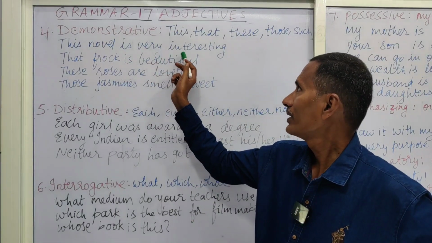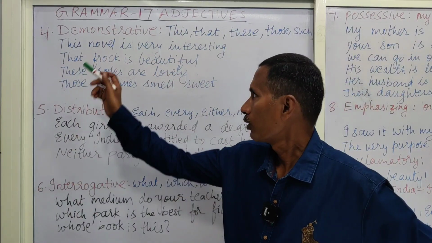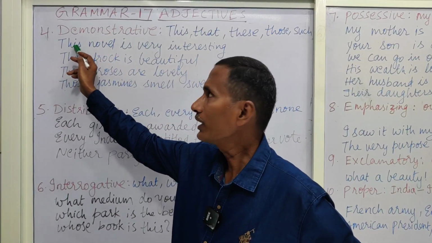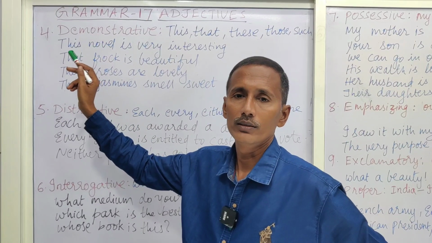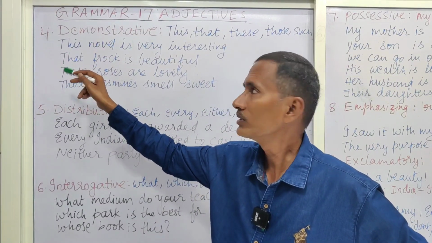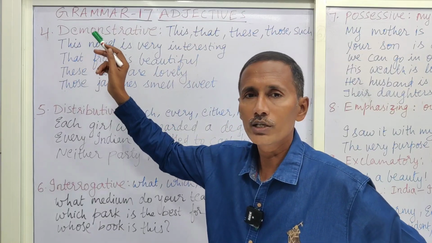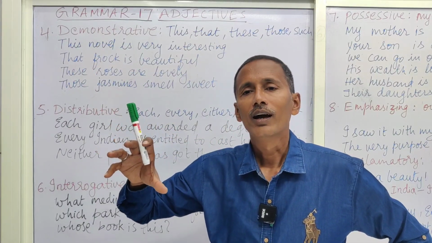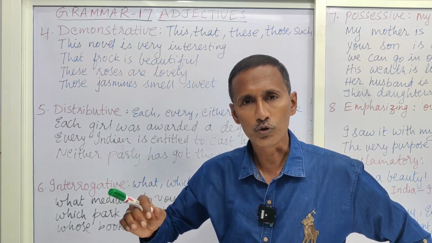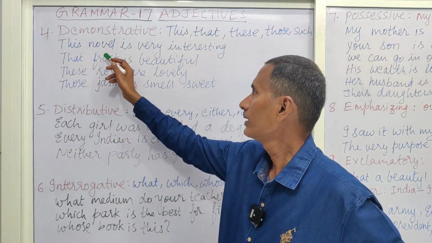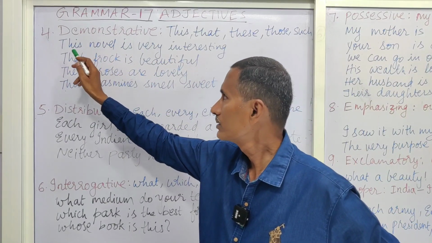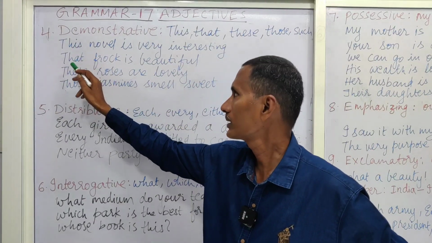This novel is very interesting. Novel is the noun and the word this is qualifying the novel, and it is demonstrating which novel? This novel. Demonstrative adjective basically answers the question which. So here, in this sentence, this is called a demonstrative adjective.